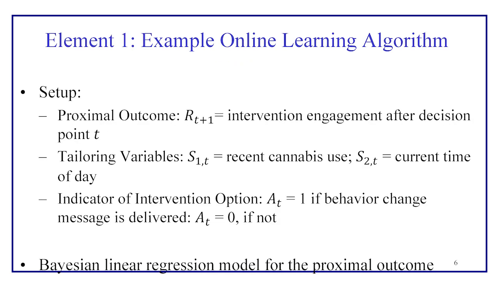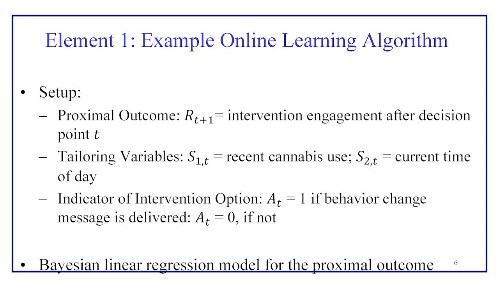So here's my math. Here's our math. So we have a proximal outcome in Billy's setting. I think it was substance use on the following day, right? Here it might be your intervention engagement after a particular time at which you could be delivered a message. So did the person go to the app? Are they self-monitoring? So on. So this is our outcome that we're really trying to impact.